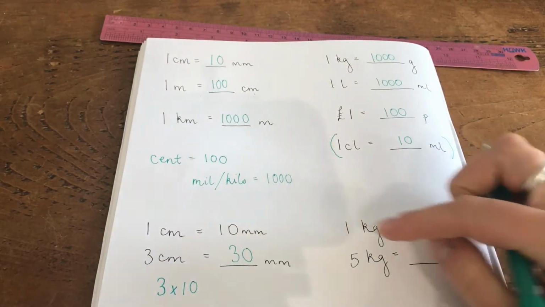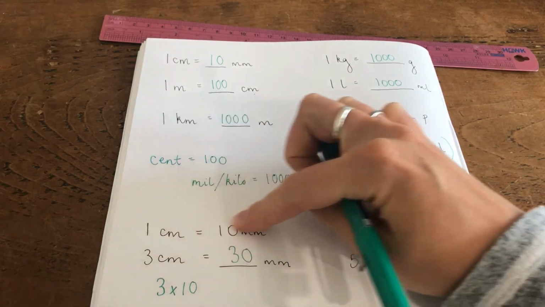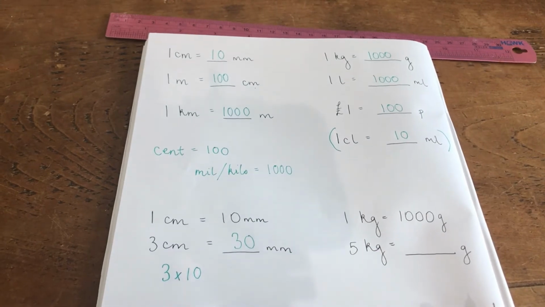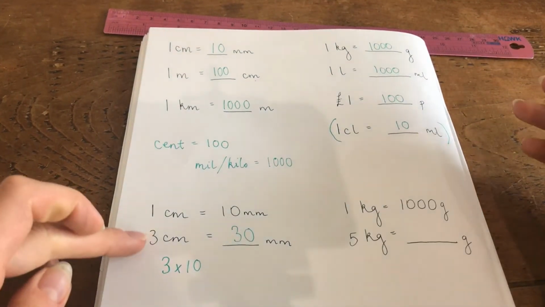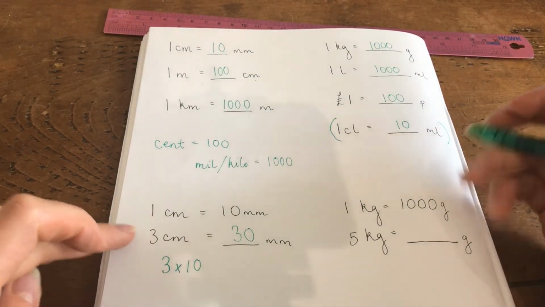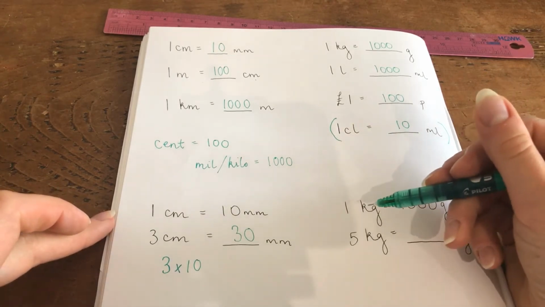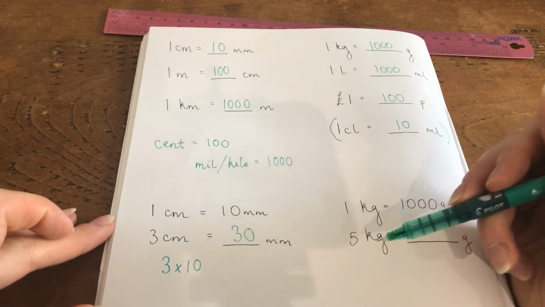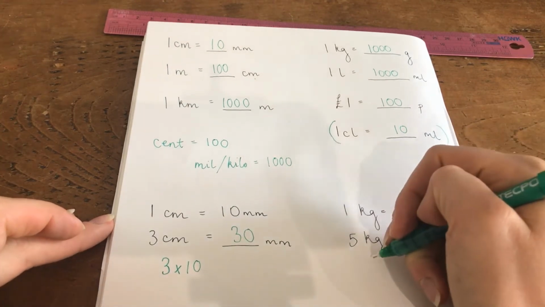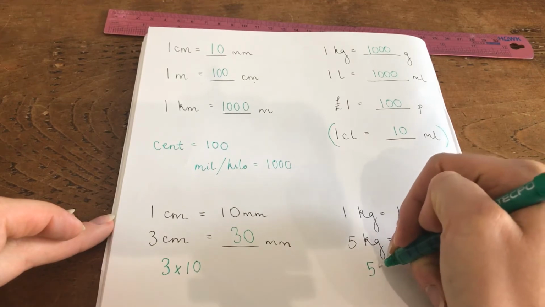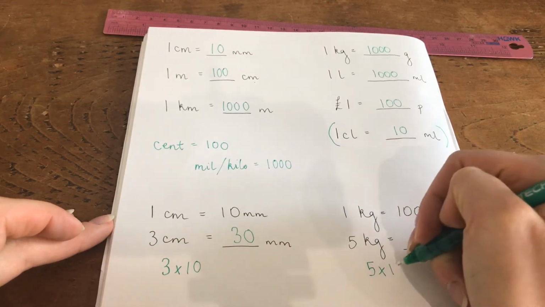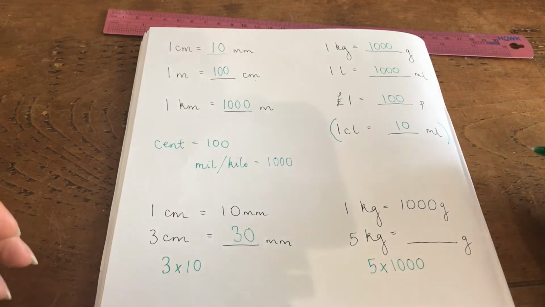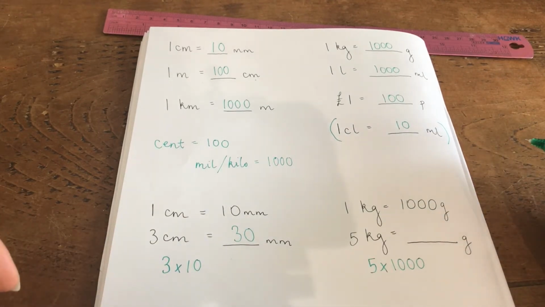Okay, so we use the main unit of measure, which is why I said these are really important to have written down. We use those to help us convert when we've got other numbers and it's not just one. So have a look at this one. We've got 1 kilogram is 1,000 grams. So 5 kilograms. So we're going to take our 5, and for every one of those kilograms, there are 1,000 grams. So we're going to do 5 lots of the 1,000 grams.